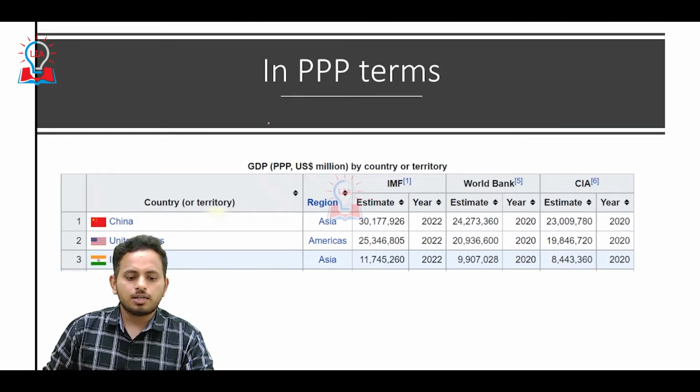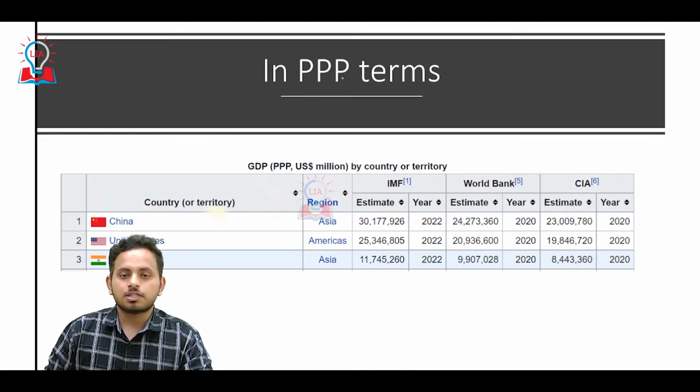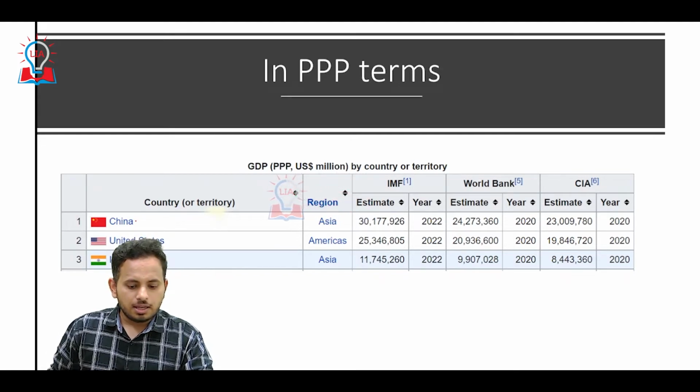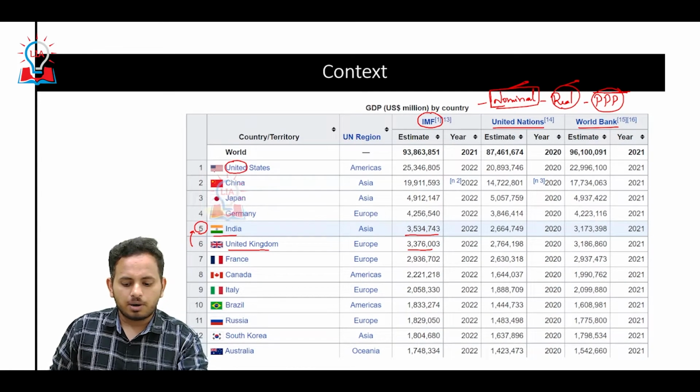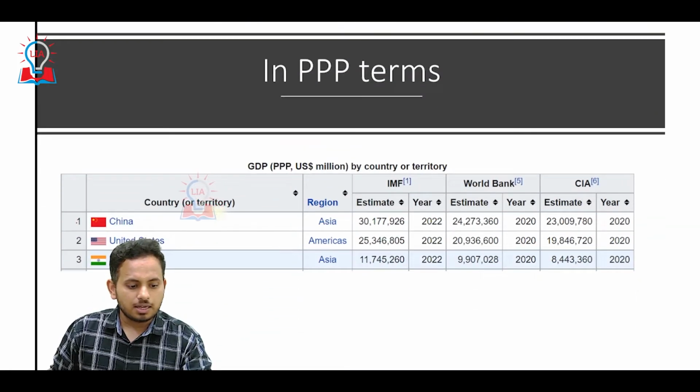So what is said with respect to PPP terms? That is purchasing power parity. Here you can see in nominal terms, we had the United States in the first place. But in the case of PPP, we have China in the first place, the United States in the second place, and India stands steadily at the third place.